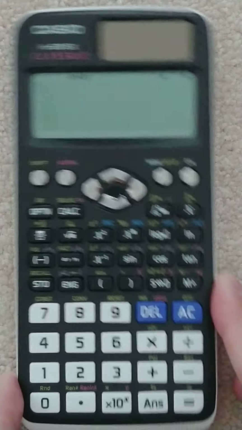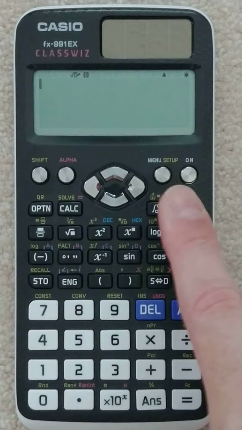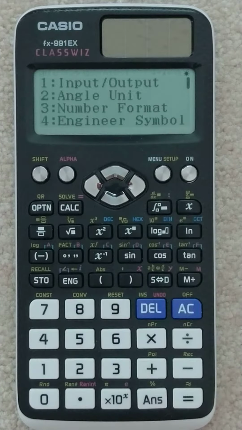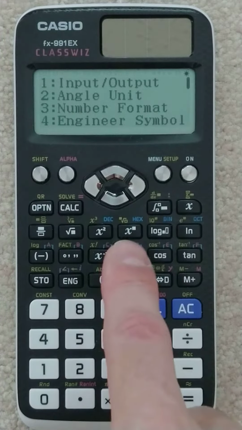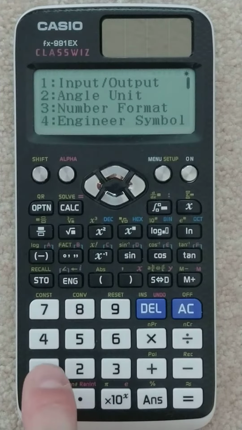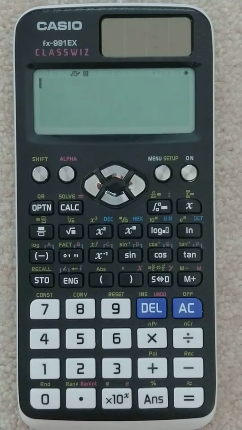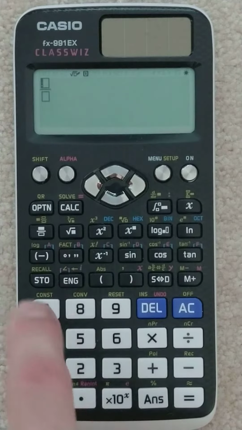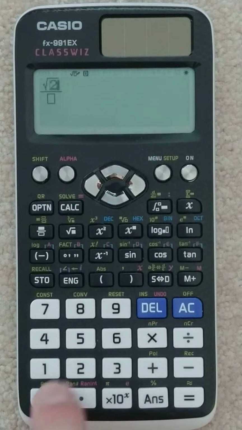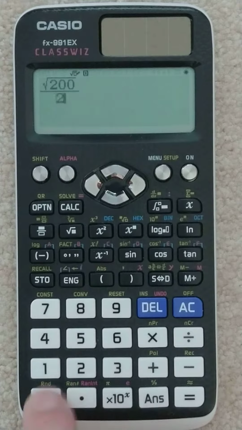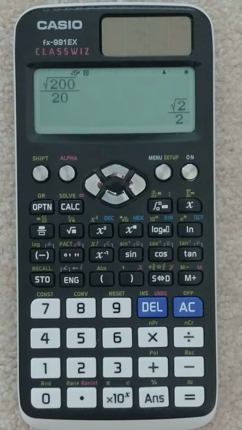On the CASIO, if you go into setup, so shift, and then I'm hitting this button here, the input output is where we want to go. So I'm typing a 1. If we do Math, option number 1, which is math input, math output, and I type that problem, I'm going to hit the fraction key first, square root of 200 over 20 equals, and it gives me square root of 2 over 2, an exact answer.